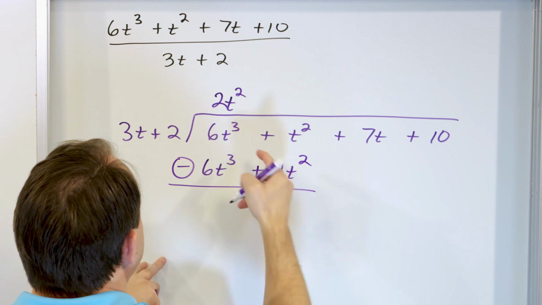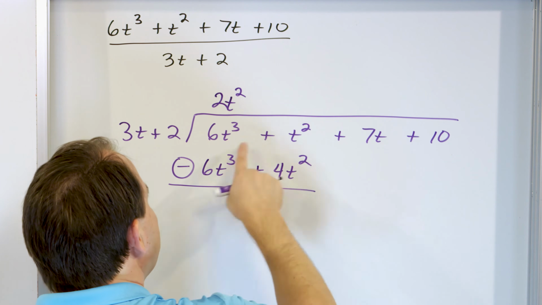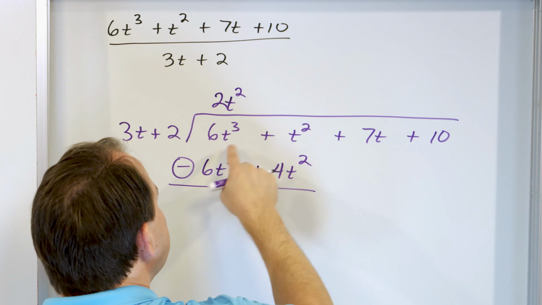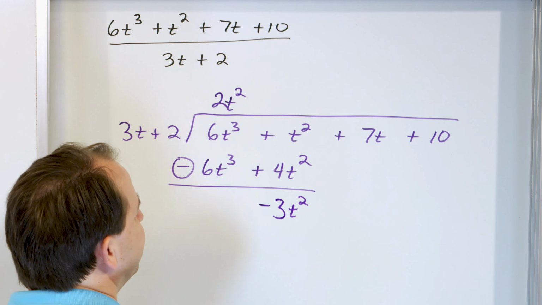Subtract with a little circle there. 6's in the t cubed, subtract away. Now you have a 1t squared minus a 4t squared. So it's 1 minus 4, which is negative 3t squared. So we've done the subtraction.